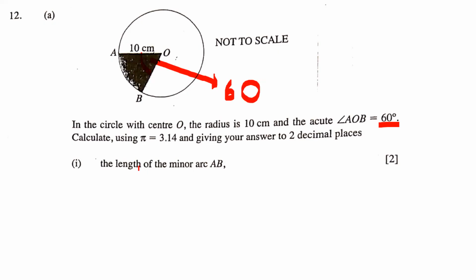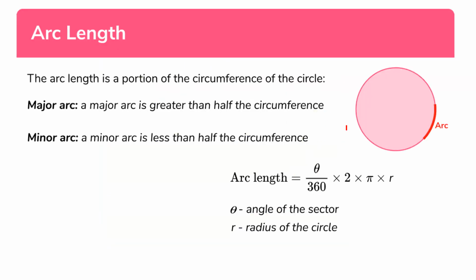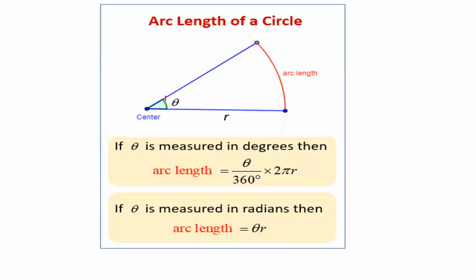They said that they want us to figure out the length of the minor arc. So basically they want the arc length. If we're trying to find the arc length, the formula is theta over 360 multiplied by 2 times pi times r. That's the formula, where theta is going to be this angle in the middle.